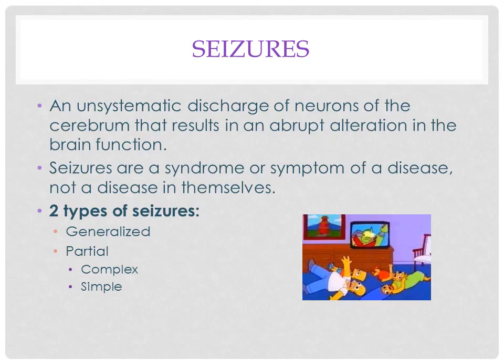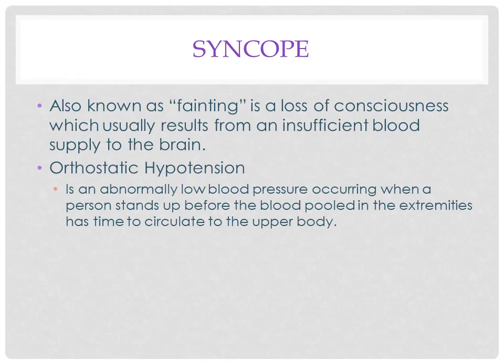Seizures: an unsystematic discharge of neurons of the cerebrum that results in an abrupt alteration in brain function. Seizures are a syndrome or symptom of a disease, not a disease in itself. Two types of seizure: generalized or partial, which can be complex or simple. Syncope, also known as fainting, is a loss of consciousness which usually results from insufficient blood supply to the brain. Orthostatic hypotension is an abnormally low blood pressure occurring when a person stands up before the blood pooled in the extremities has time to circulate to the upper body.